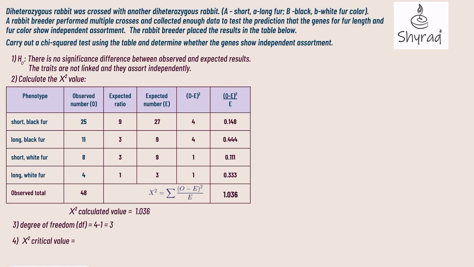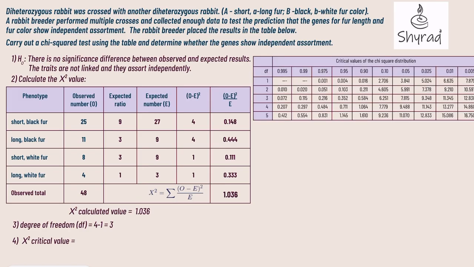Then we have to find the critical value. In order to find the critical value, use the chi-square critical value table. It is always provided to you. We have to take into consideration, in our biology class, a probability of 0.05. So the intersection between 0.05 probability and a degree of freedom of 3 will give us 7.815.